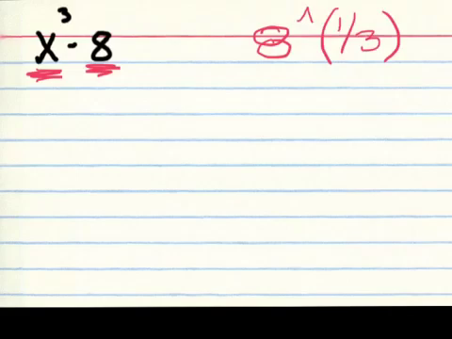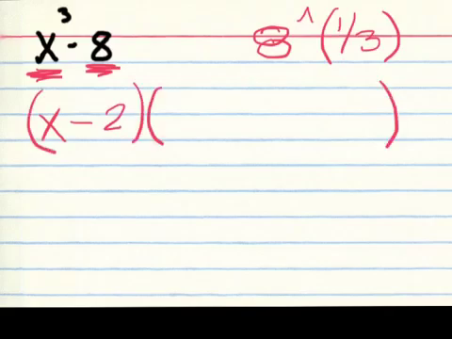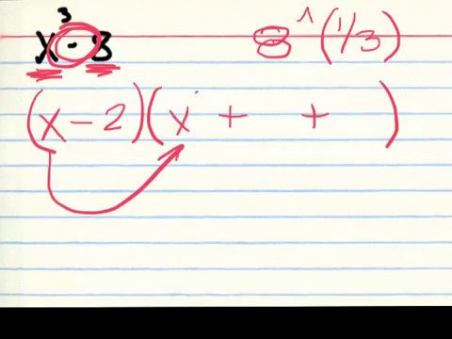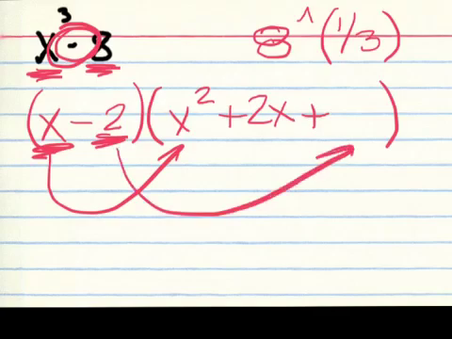So the cube root of x to the third is x, and then minus the cube root of 8, which is 2. And then from there you have to build off of that. If you have a minus sign, if it's a difference of two cubes, then you're going to have two plus signs in your second quantity. So square this one to get x squared, and then 2 times x is 2x, and then square the 2 to get a 4.